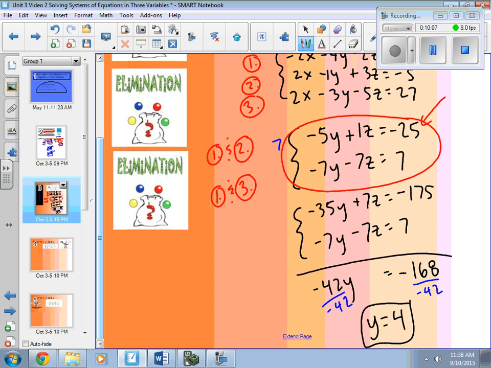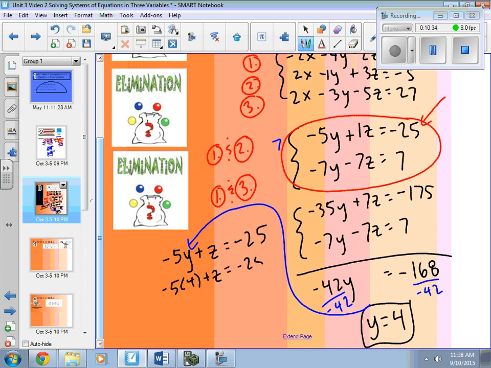We should be able to find z if we plug 4 in for y. So right there, let's make that substitution. So we have the equation negative 5y plus 1z, or just z, equals negative 25. If we plug that 4 in that we just found out, substitute that in for y, now we can find out what z is. So adding 20 to both sides looks like z equals negative 5.